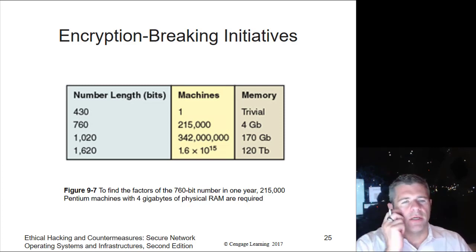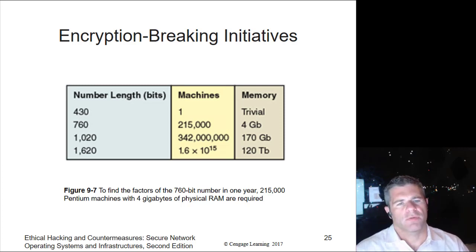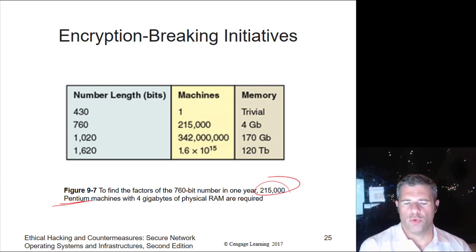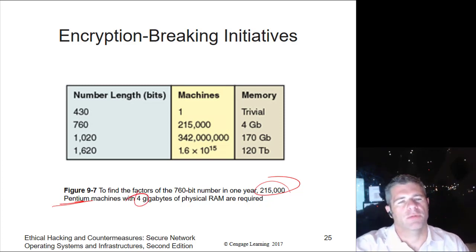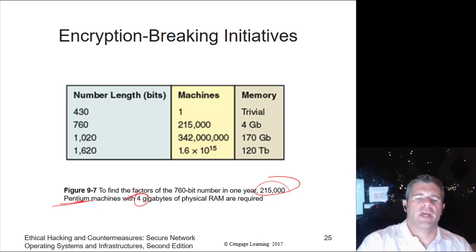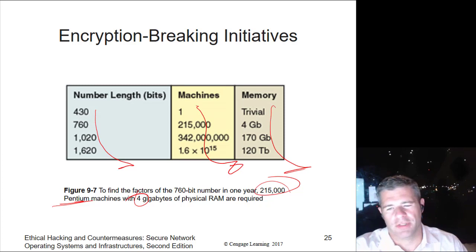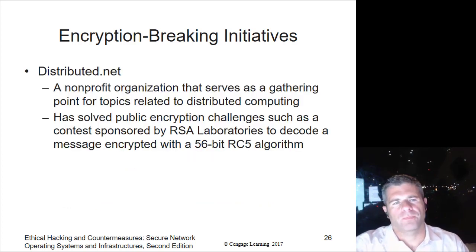But factoring this is, again, processors get faster. This sort of thing gets quicker and quicker, but using 215,000 Pentium, ooh, the very zippy Pentium. It's got to be relatively recent Pentiums, when just 4 gigs of RAM was around. Just notice that as the length of the bits increases, the number of machines to crack something increases, and the amount of memory it takes to calculate all this stuff increases. So it's a big deal.